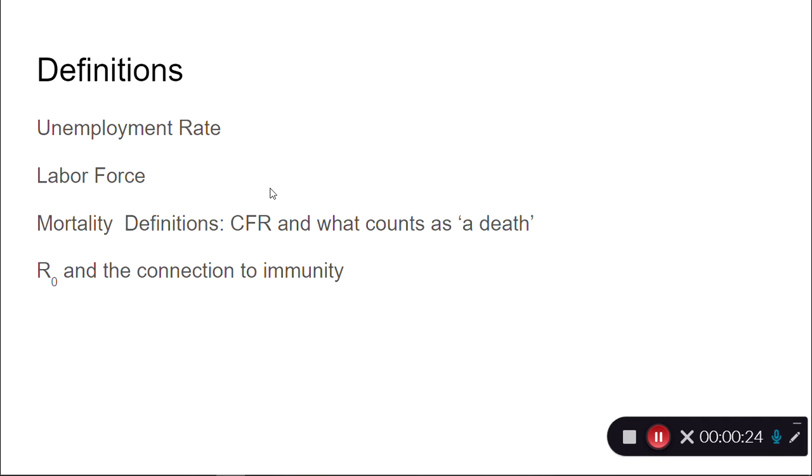There's been a lot of discussion about the unemployment rate, and we could spend a lot of time on just that one measure and why the current unemployment rate is not reflective of the current situation. But I thought I would shed a little bit of light on that.